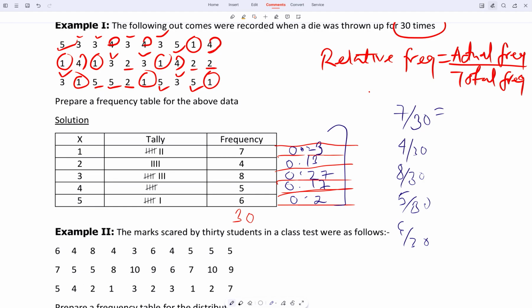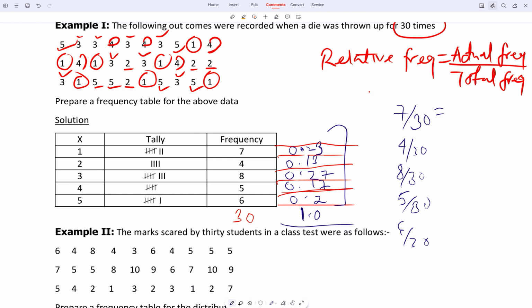So we have 0.23 plus 0.13 plus 0.27 plus 0.17 plus what again? Plus 0.2. You can see exactly 1.0. So you can add it on your own calculator too.